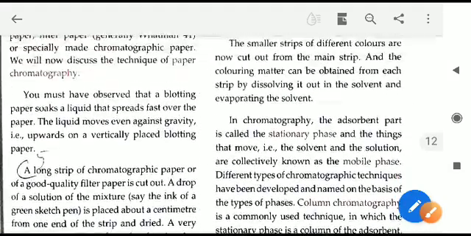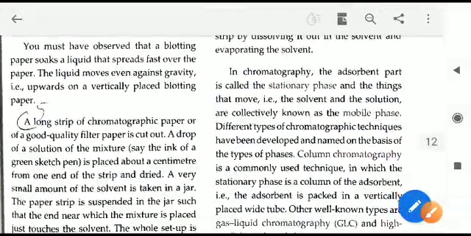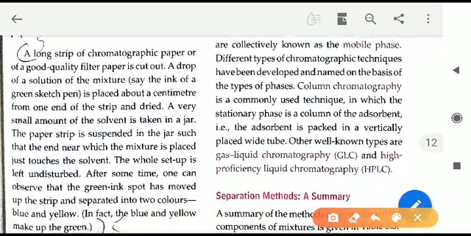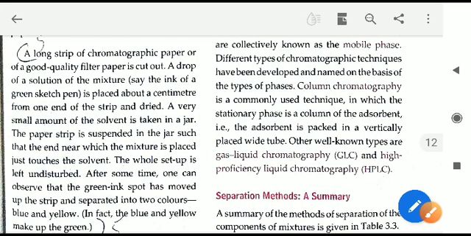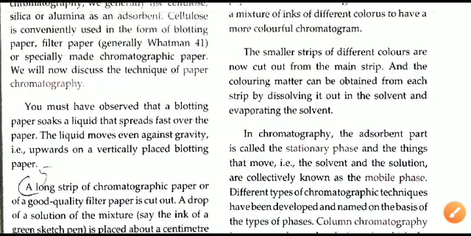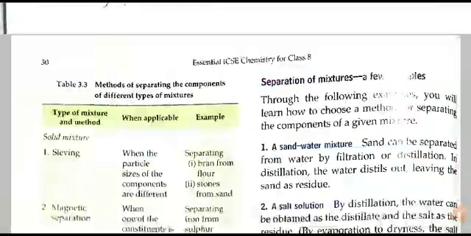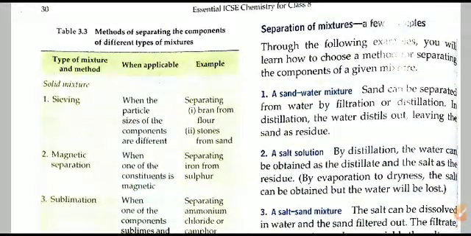Now different types of chromatography are there. Some of the names only you learn. One is called column chromatography, another one is gas liquid chromatography, then we have high performance liquid chromatography. All these different types of chromatography are there. Only the names are essential, nothing else is required. So that is all for the different physical processes in table 3.3.